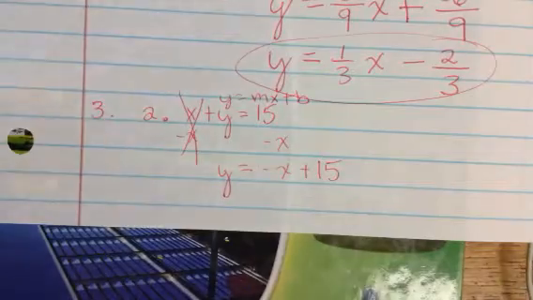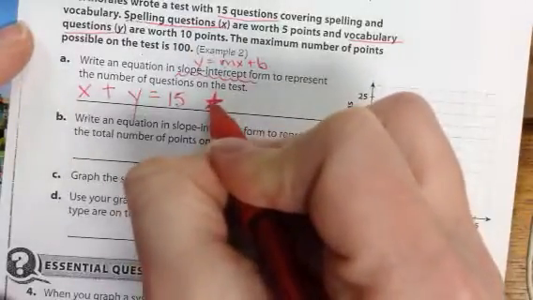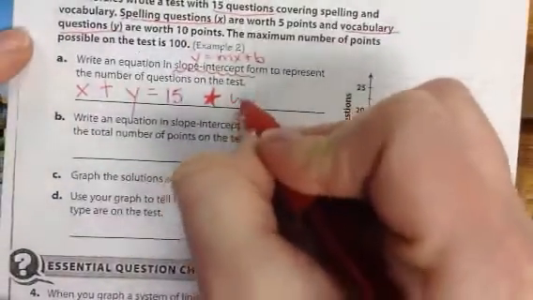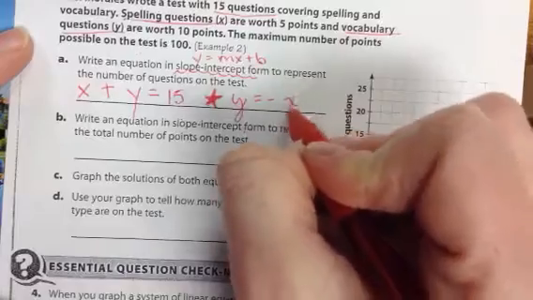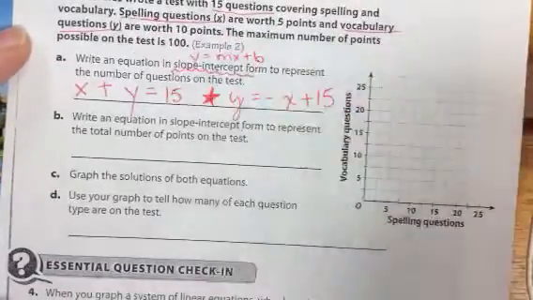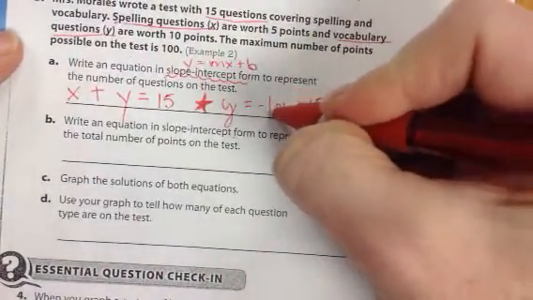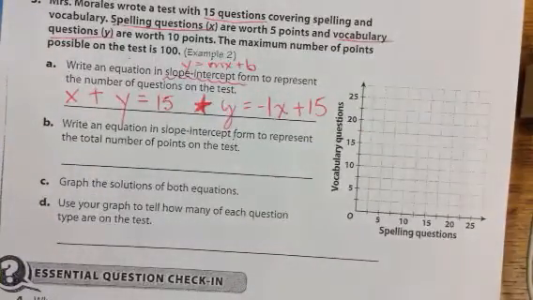So this is in slope-intercept form. So I'm going to write that equation over here and put a star with it because that's the one that we'll use to graph. Y equals a negative x plus 15. And I'm going to go ahead and put my 1 in there because that will help me with the slope part.